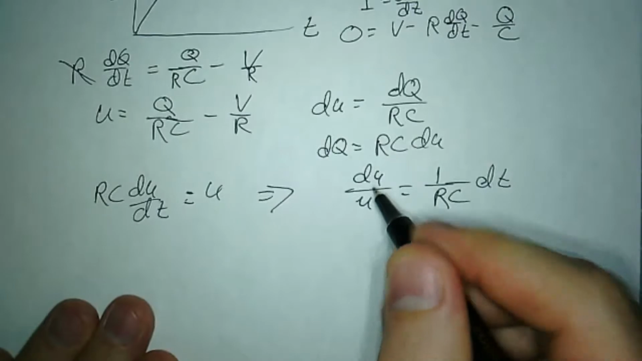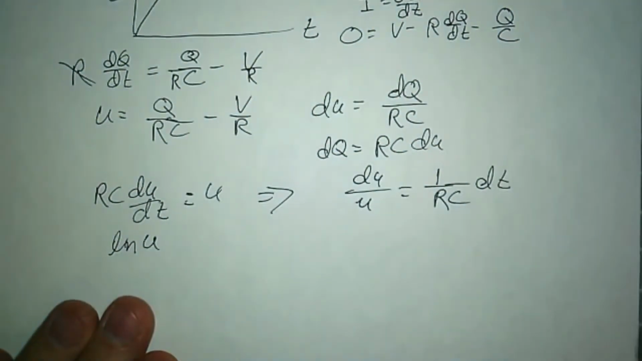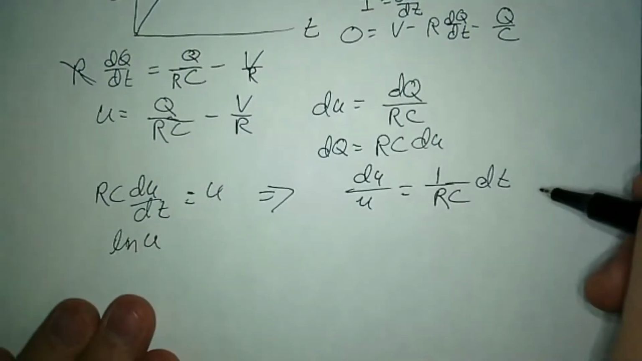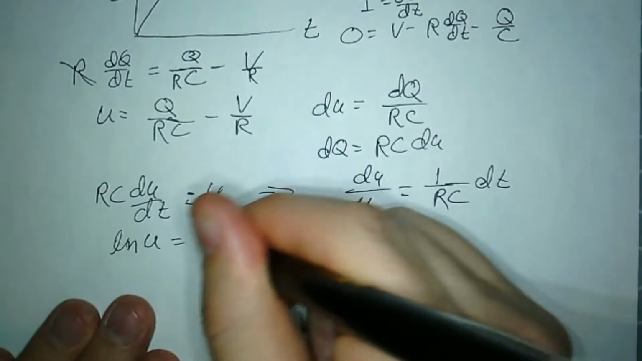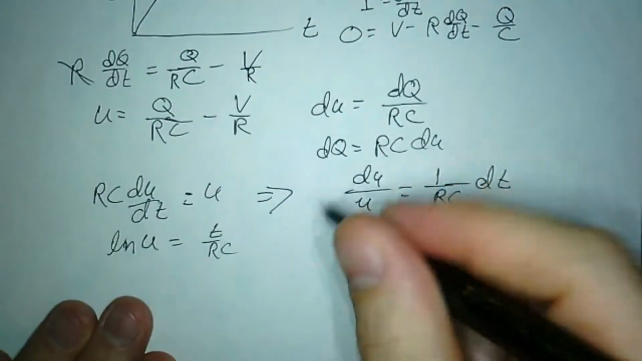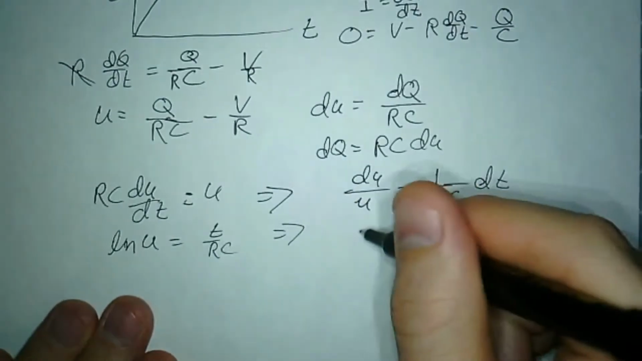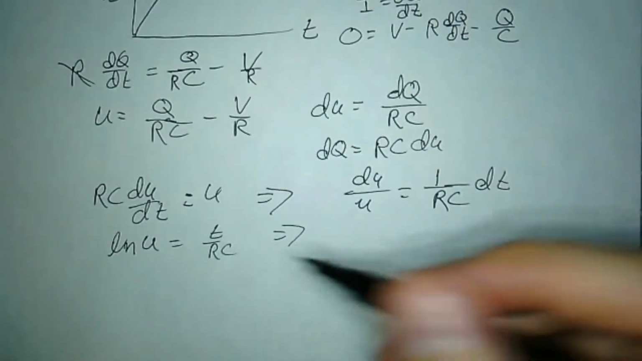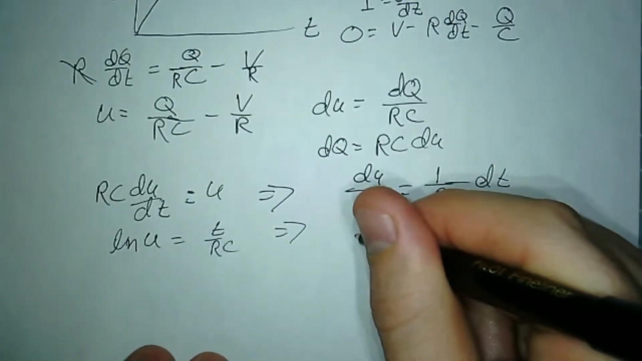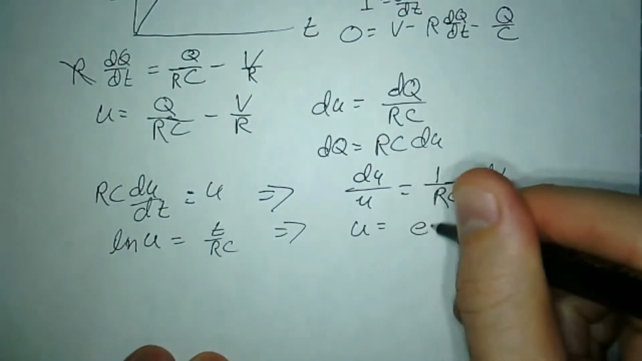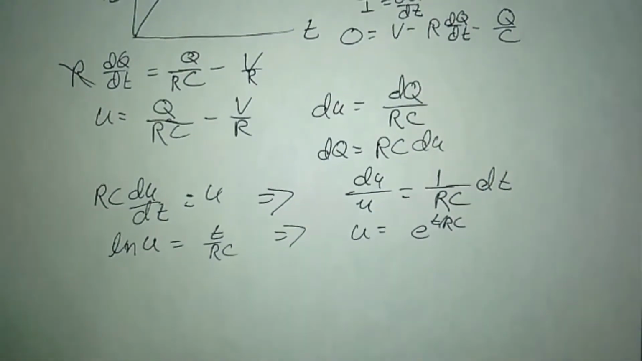So when I integrate this, I'm going to get natural log of U is equal to T over RC. If I raise both of those to the E, I'm just going to keep going over here. I like to go down normally, but I don't want to use up all my paper. Make it harder on the video. So that's going to be U equals E to the T over RC. And I feel like we've made a sign error somewhere.